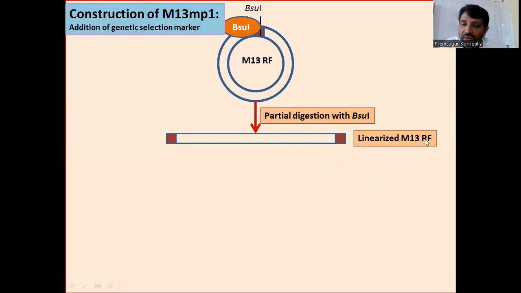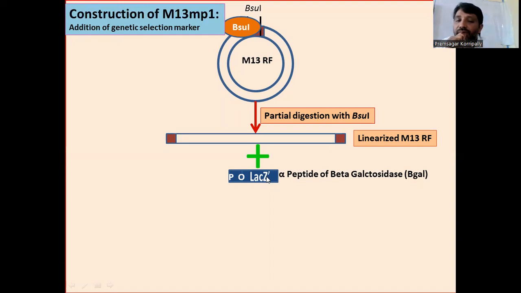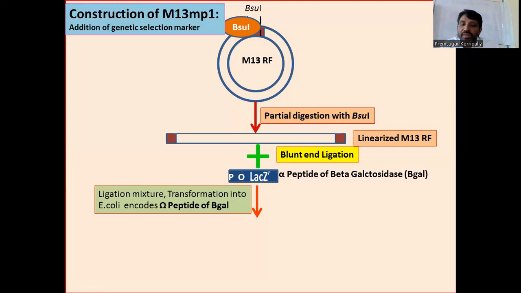So the linearized M13 replicative form is ligated with the N-terminal region of beta galactosidase, which has the promoter, operator, and the lacZ prime region. So here, a DNA fragment having the regulatory elements, the promoter and operator, and the lacZ prime region, which is digested with HindIII, and both the linearized M13 and the lacZ-encoding nucleotide region are ligated by blunt-end ligation.